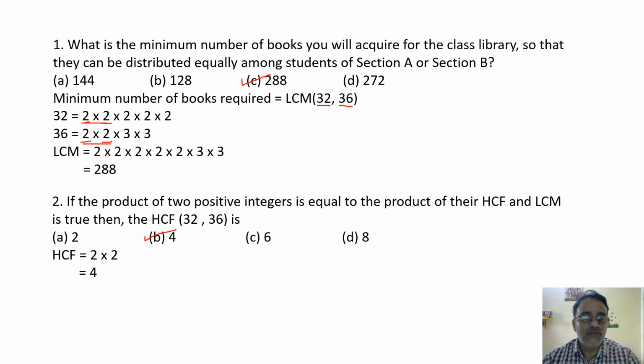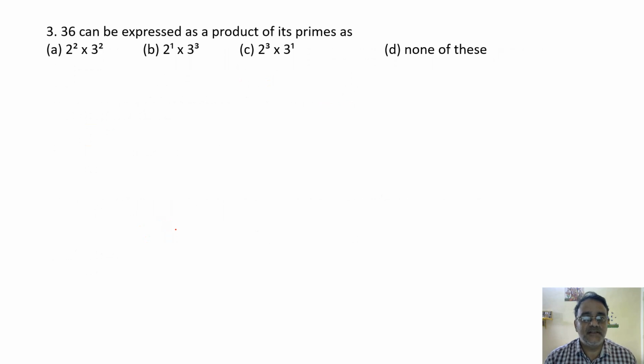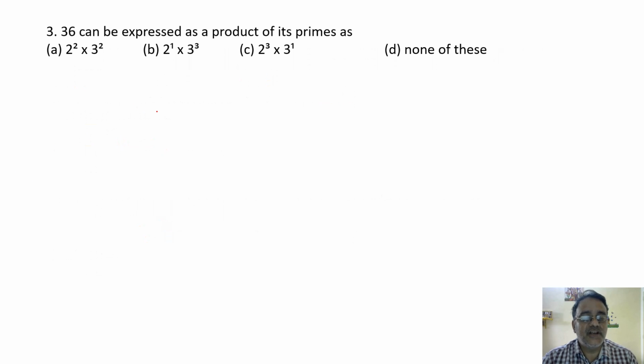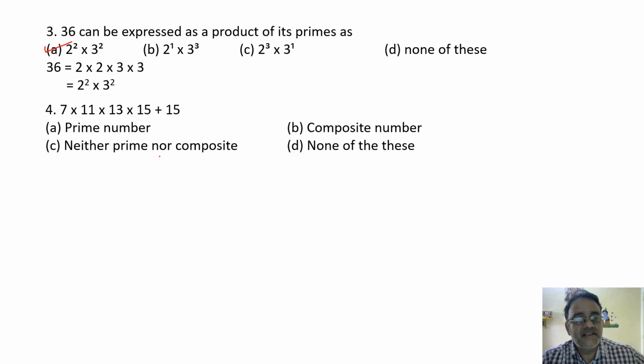B. Right. Now we are moving toward question number 3. 36 can be expressed as a product of its prime factors, options A, B, C, D. So already we did here 2 to the power 2 into 3 to the power 2. Right. So the correct option is A. A. Right. Now the next question, 7 into 11 into 13 into 15 plus 15 is dash.